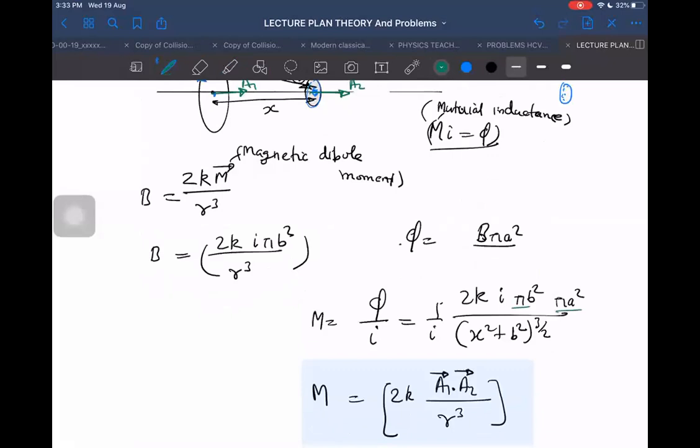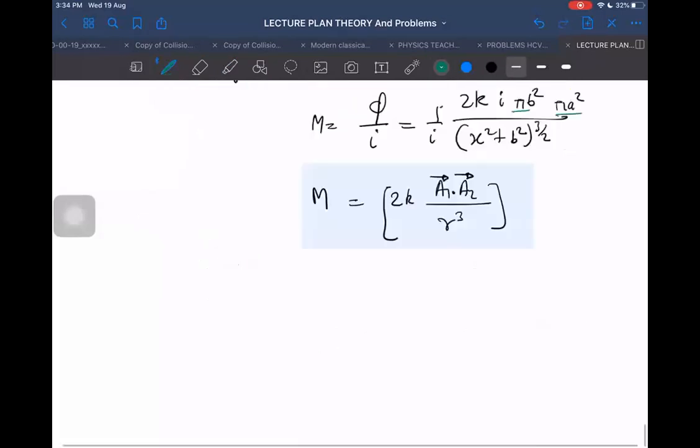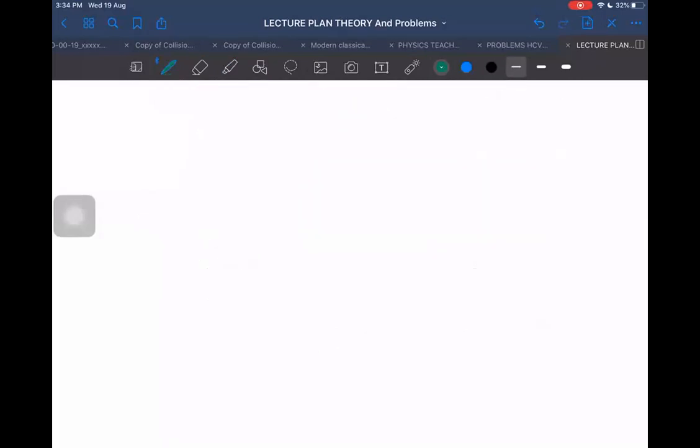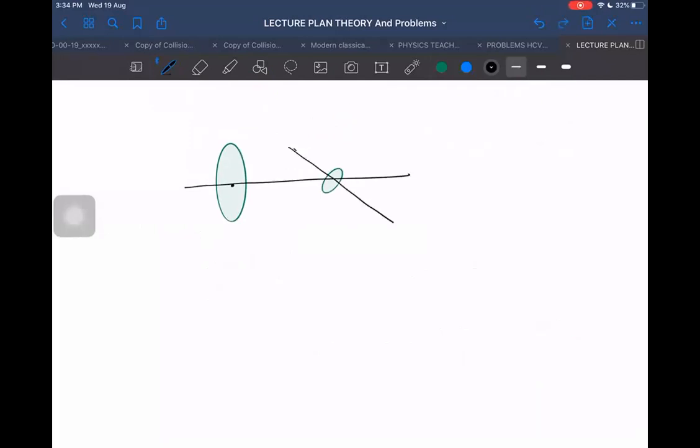But sometimes I may tilt one ring at some angle. Let me take that example where I will be tilting it slightly. Maybe this is one ring here and the other ring is not coaxial. This is a different axis now. One axis is this side and the other axis is at some other angle. The angle between their axes is given as theta. Then the angle between the area vectors will be the same as the angle between the axes.